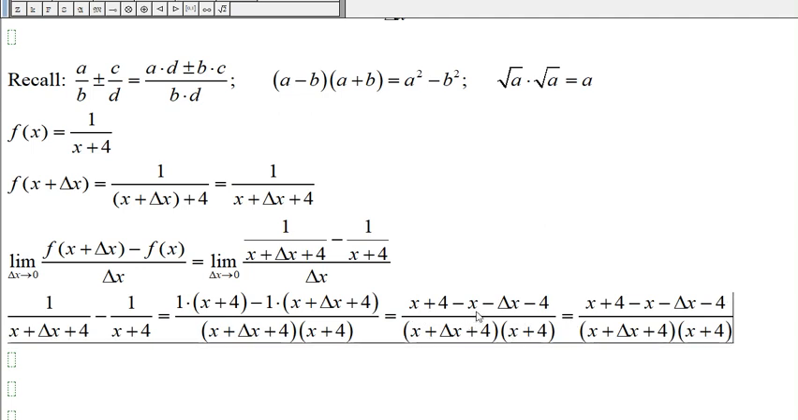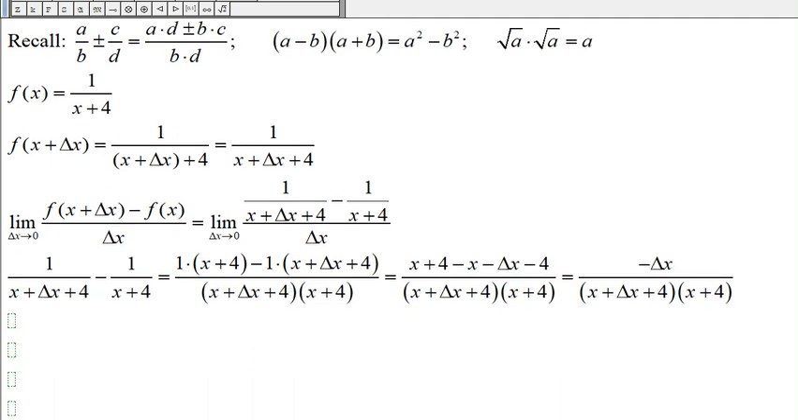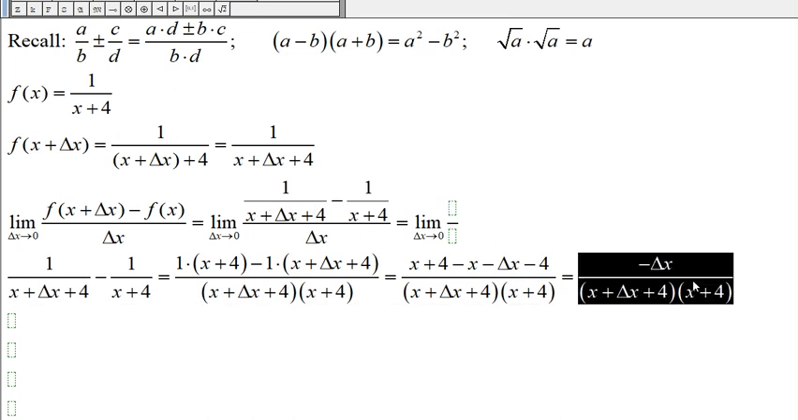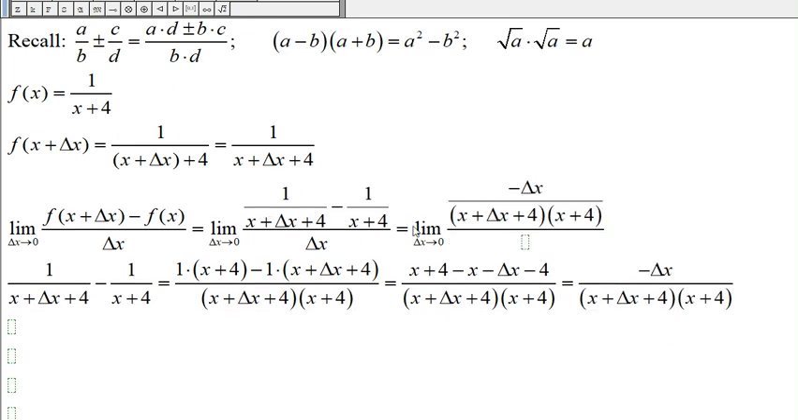x minus x is 0. 4 minus 4 is 0. So the only thing that's left is the minus delta x. And so now we come back over here, and this is the equal. The top becomes this, and in the bottom we're just dividing by delta x.